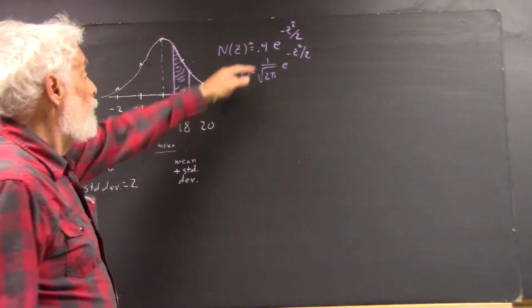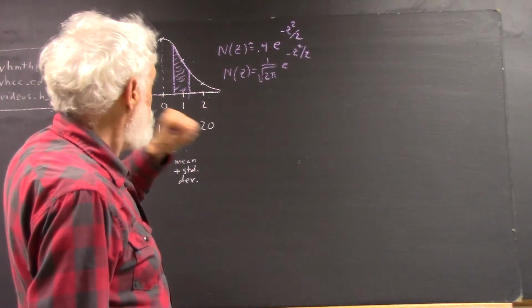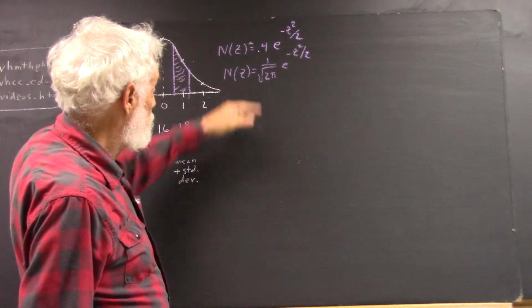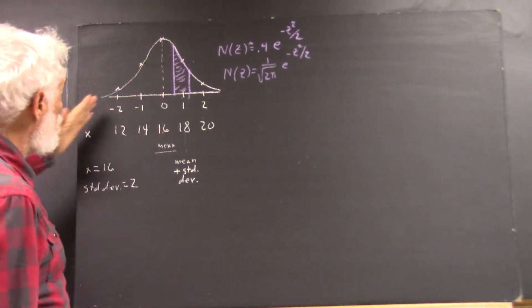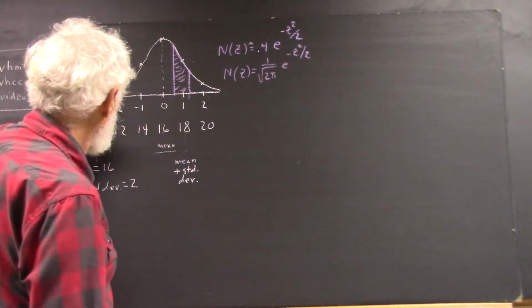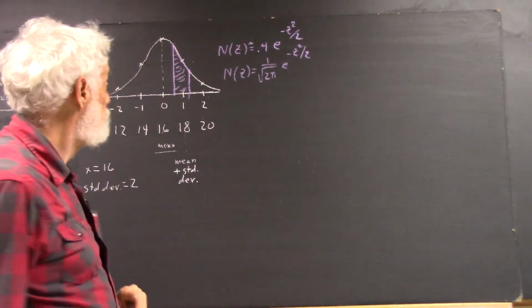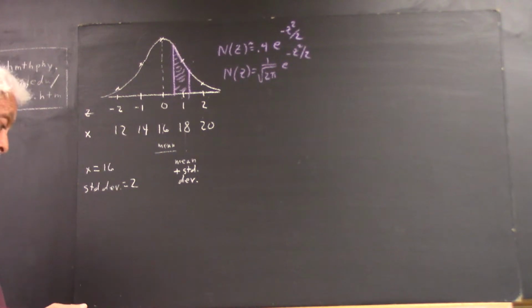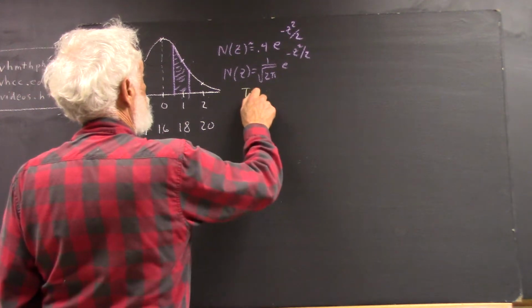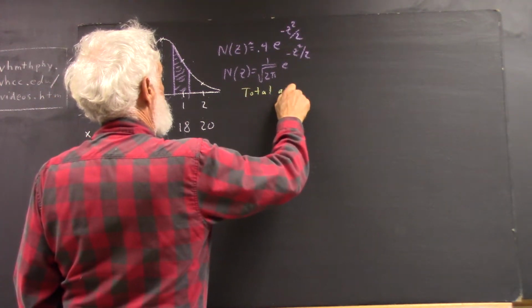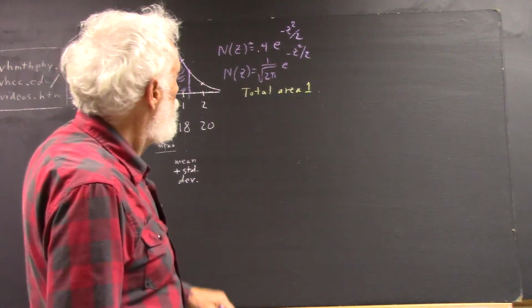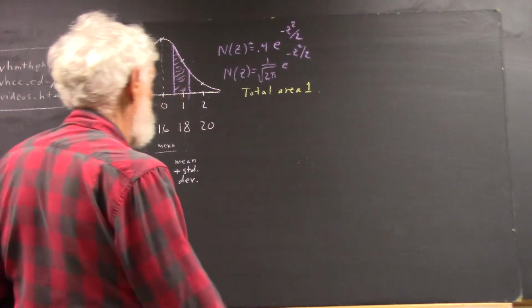And the reason we use the 1 over the square root of 2 pi, or the 0.4, is simply that that's the number out in front that will make the total area under this whole curve, all the way from negative infinity to infinity, equal to 1. So I can say, okay, total area is 1.